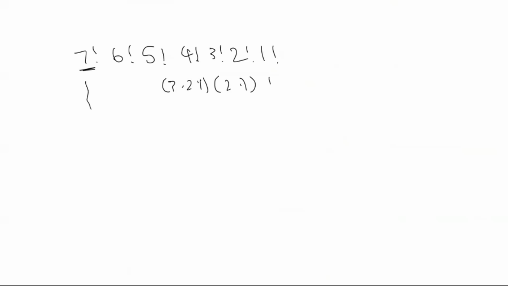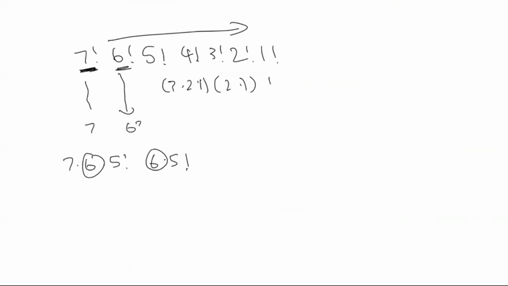so our 7 must show up only once, because 7 won't show up in any of these other factorials, right? For our 6 factorial, it will show up in 6 factorial, and it'll show up in 7 factorial, because 7 factorial is 7 times 6 times 5 factorial, right? And 6 factorial is 6 times 5 factorial. So 6 will show up twice. 5 factorial, similarly, 5 will only show up here, here, and here. So we have 5 cubed.